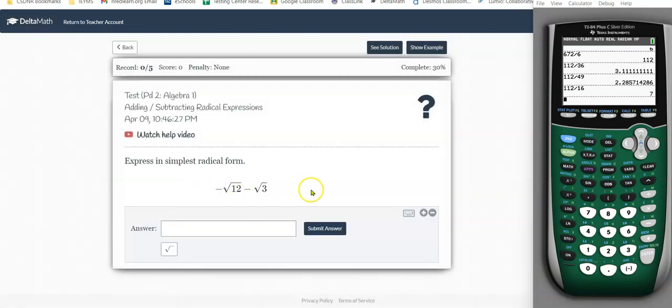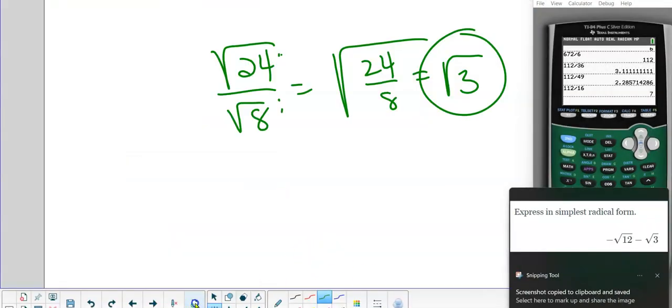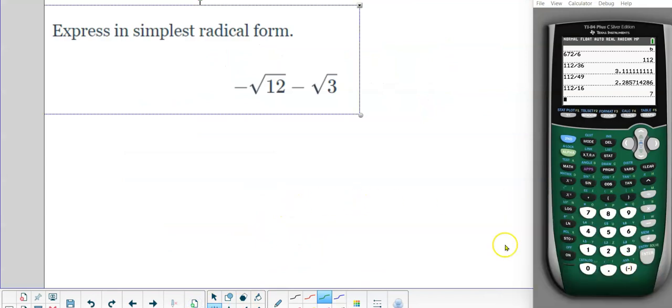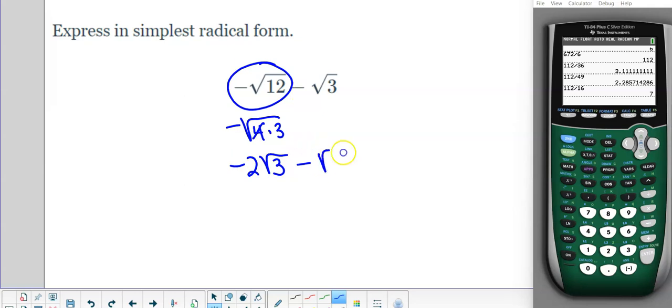Alright, let's try adding and subtracting some radical numbers here. You cannot add or subtract if the radicands don't match. They have to match. So I need to simplify this. Let's see, I could make it square root of 4 times 3. Square root of 4 can come out, that's 2. Square root of 3 remains. But now I have matching radicands. So 2 square roots of 3 minus 5 square roots of 3 is negative 3 square roots of 3.